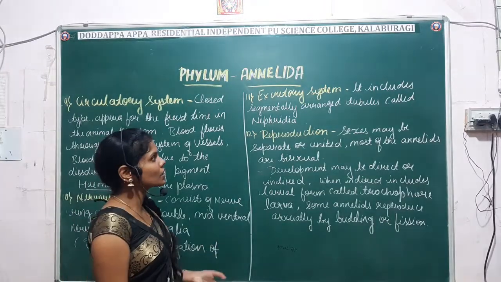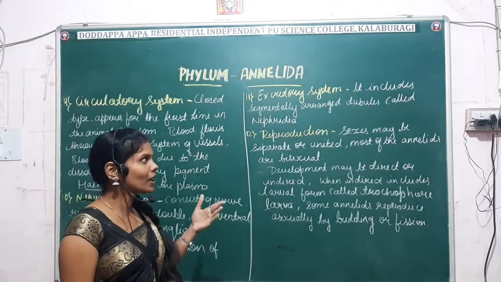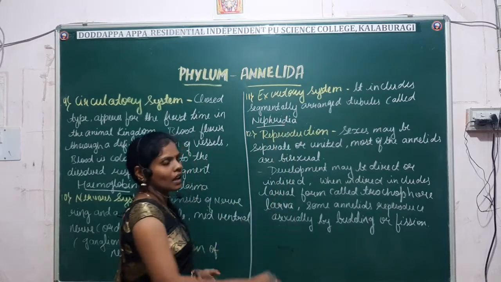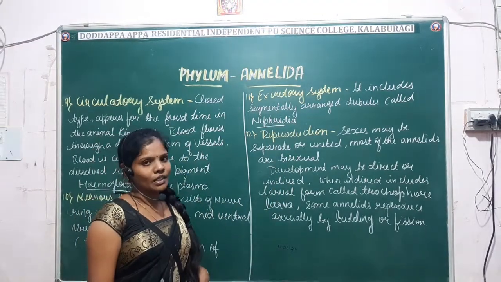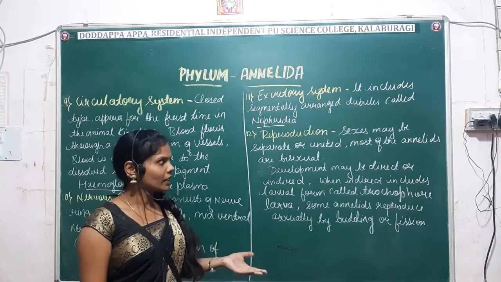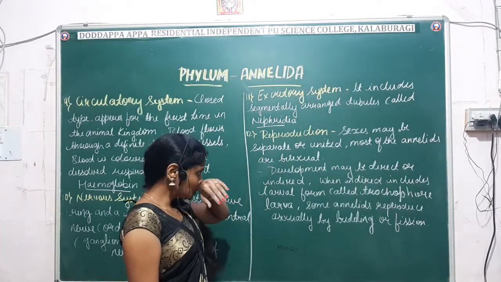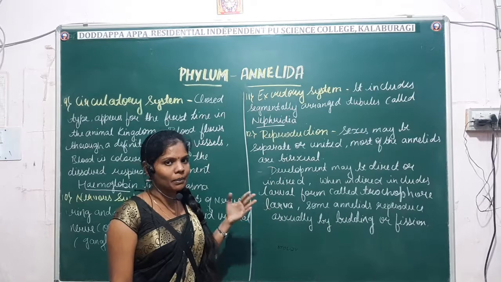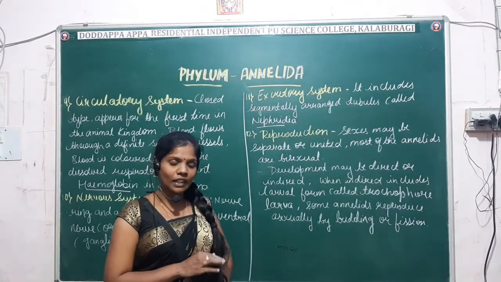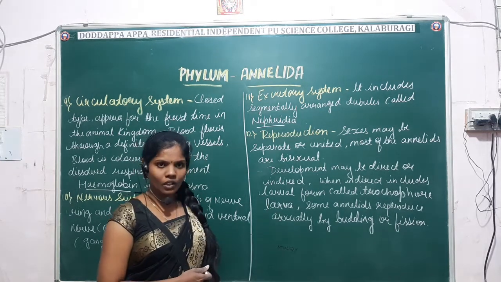The excretory system includes the segmentally arranged tubules, which are commonly known as nephridia. Nephridia are the excretory organs of the annelids. Last comes the reproduction. The sexes may be separate or united, and most of the annelids are bisexual. The development may be direct or indirect. In case of indirect development, they develop through the larva stage, which is known as the trochophore larva.